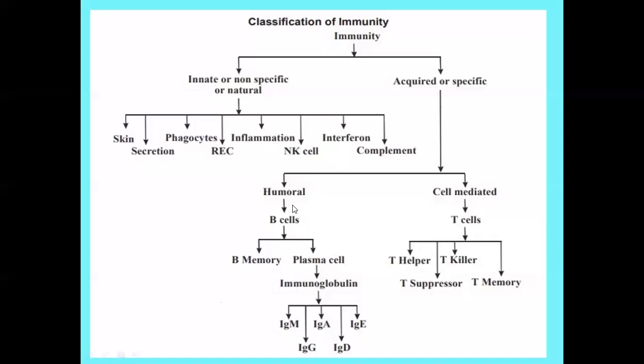In humoral immunity, the antigen should be soluble in nature, whereas cell-mediated immunity is the one where the antigen enters into the cell. Here we have different mechanisms, like T helper cells, T killer cells and T suppressor cells, and as in the B cell, T memory cells will be produced, which is responsible for long lasting immunity. This is about the T cell mechanism.